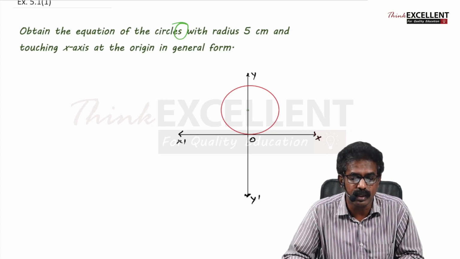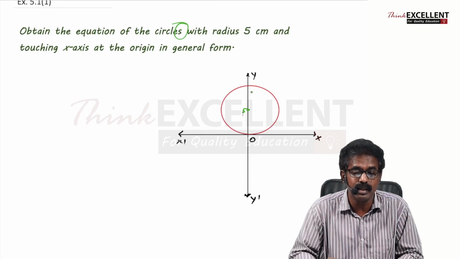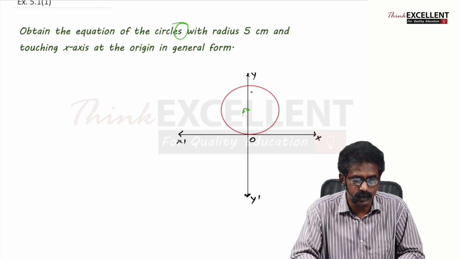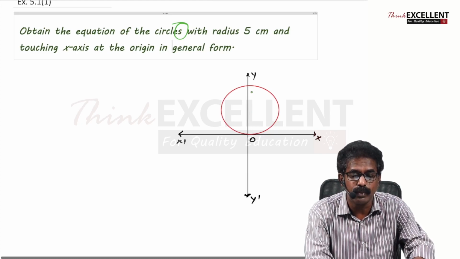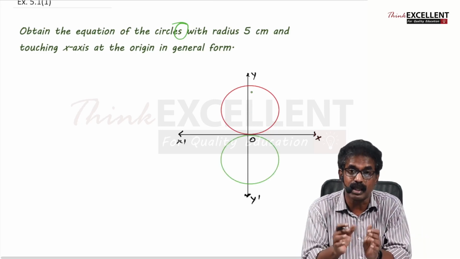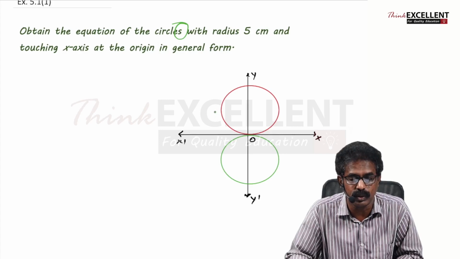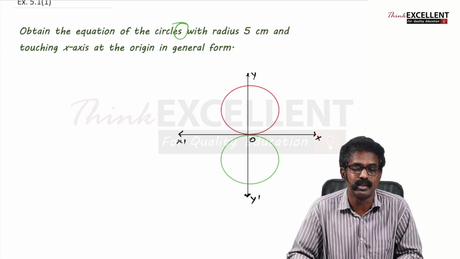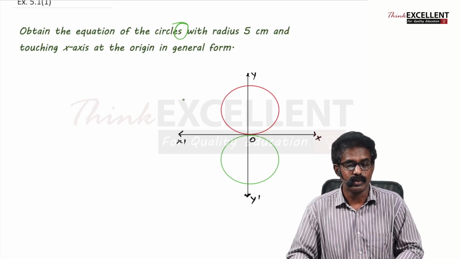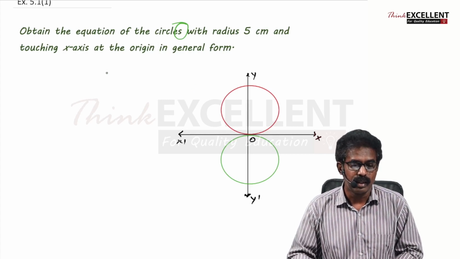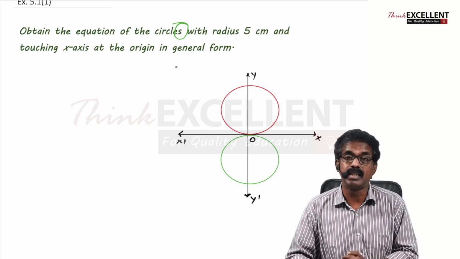Can you tell me this point? Radius is 5 units, so this length is 5. The point lies on which axis? The point lies on y-axis. So x-coordinate is what? 0. Same way you will have a circle below also. Okay, so you may have two circles. So read the question, equation of the circles. You have to be very careful in this one. Radius 5 centimeter touching x-axis.